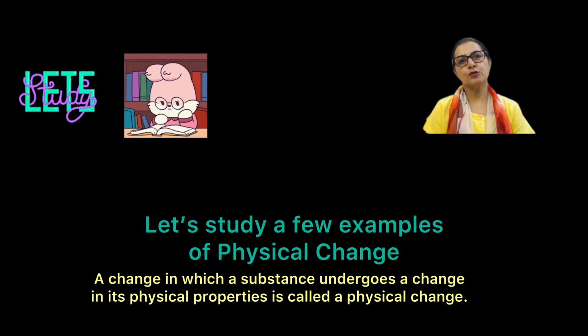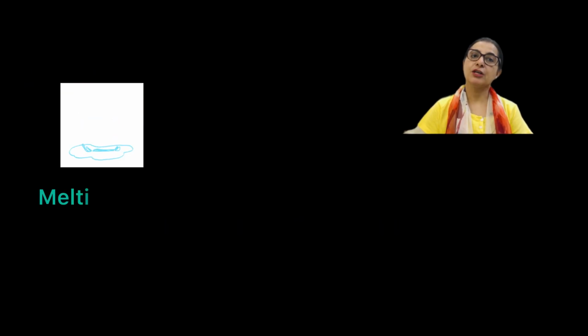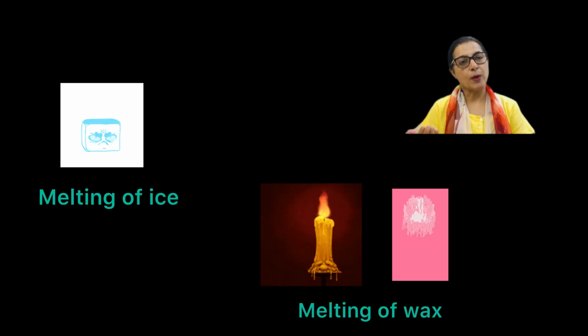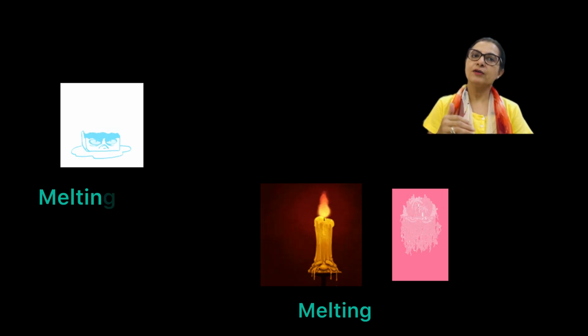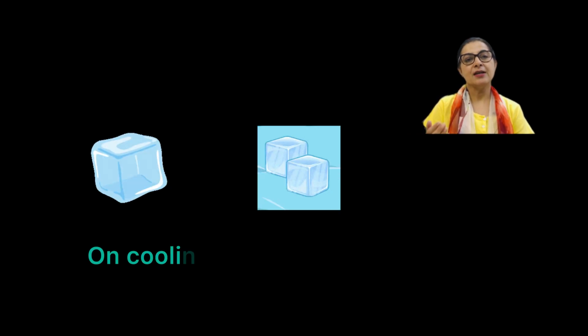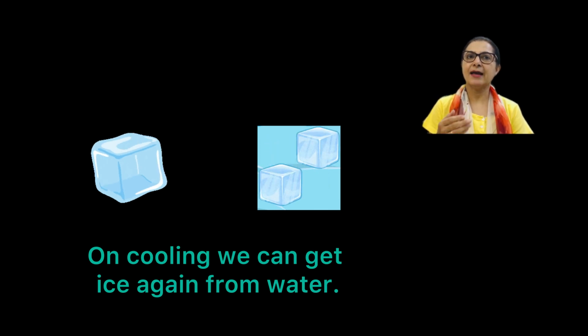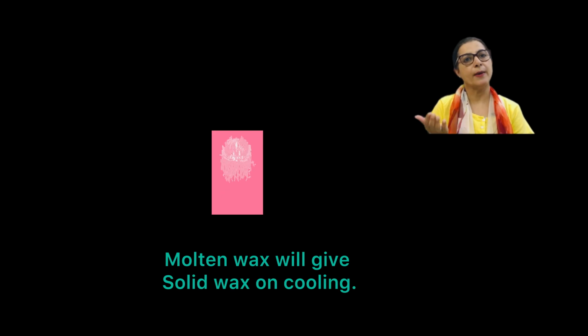Now before moving on to the chemical change, I just want to tell you a few examples of the physical change. For example, anything that melts, like the melting of ice or the melting of wax, is a physical change. Why? Because if we cool it, we will get the wax or the ice back. You're getting my point? If we cool the water again, we put it in the freezer, we will get ice back, and in the same way if we cool the molten wax, we will get the solid wax again.